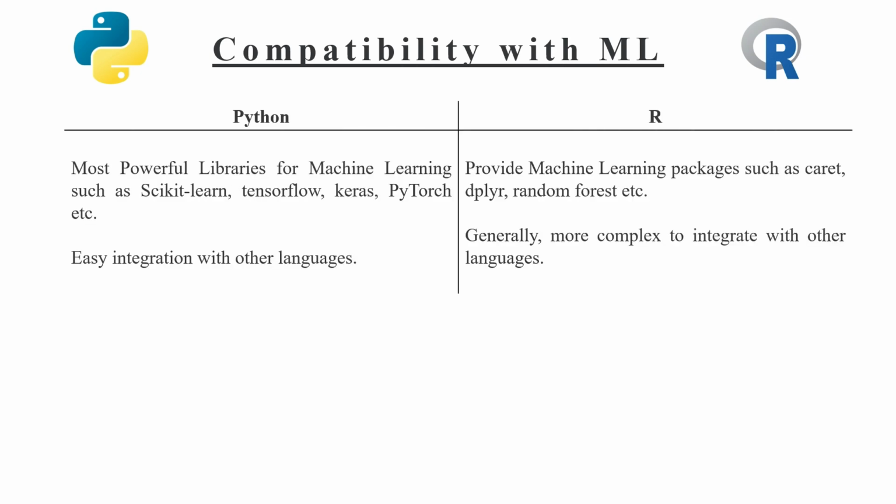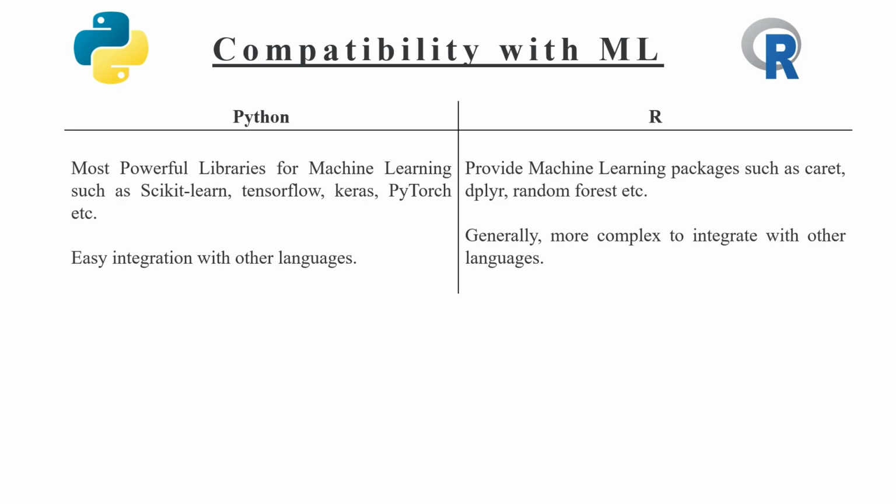So next is compatibility with machine learning. Machine learning is a key area where both Python and R are widely used, but they differ in terms of ecosystem and integration capabilities. Python offers some of the most powerful and widely used machine learning libraries, including scikit-learn, TensorFlow, Keras, and PyTorch, as we have discussed in the earlier slides. These libraries make Python the preferred choice for AI and deep learning applications.